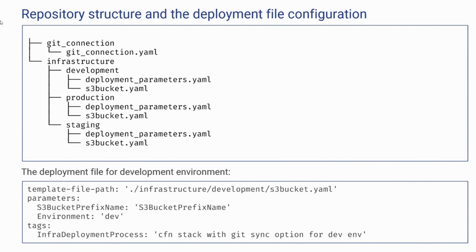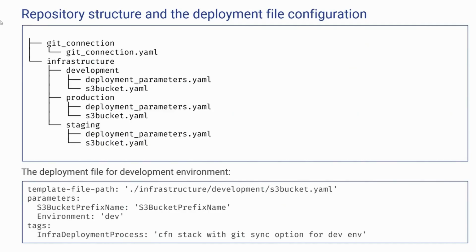And here in the infrastructure, you see this structure with different folders for the development environment, for production, and for staging. And in S3 bucket.yaml is our simple configuration for S3 buckets, which we need to create with every CloudFormation stack. In deployment parameters, we need to define the necessary template file paths. It's necessary for the code connection to know where our template is, the parameters which we need to define, and tags, which we need to additionally define here.